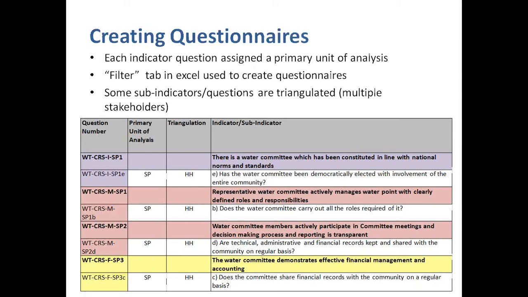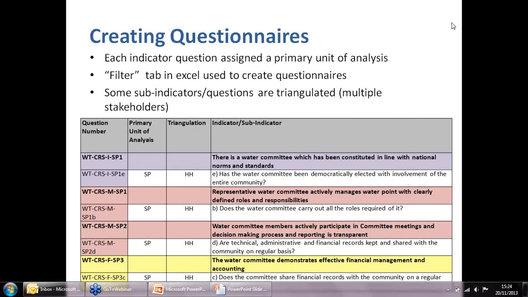So the next step, once we've determined our sample size, is to begin to create the questionnaires. You would do this by using the filter tab, which is found on the left-hand side of each of the framework spreadsheets. Each of the indicator questions has a specific primary unit of analysis, so you use that filter tab to create the questionnaires. If you want to create a questionnaire for the service providers, you would select all of the cells that have the service providers, filter those out, and then create separate spreadsheets for that specific stakeholder.